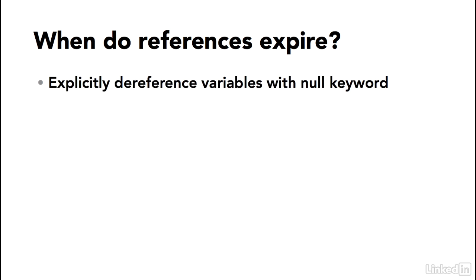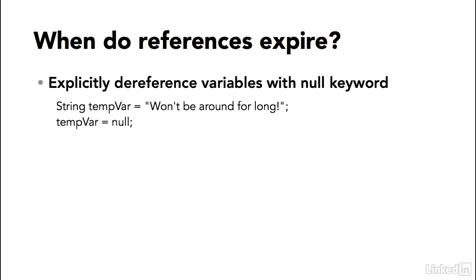You can also dereference variables using the keyword null, all lowercase. No matter what the scope, if I execute this code, where I declare a string, and then I immediately set the value of that variable to null, I've dereferenced the variable. And again, the object might still stick around for a little while, but you can't get to it.